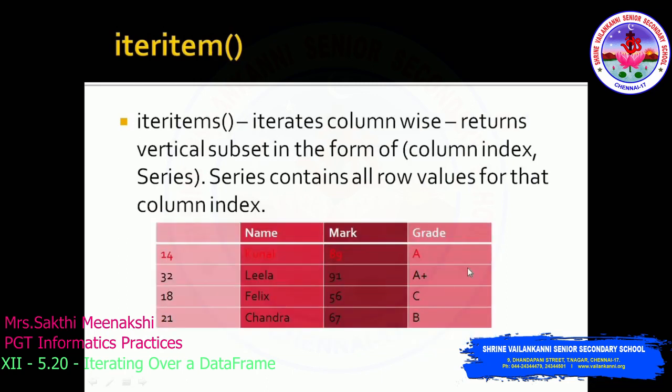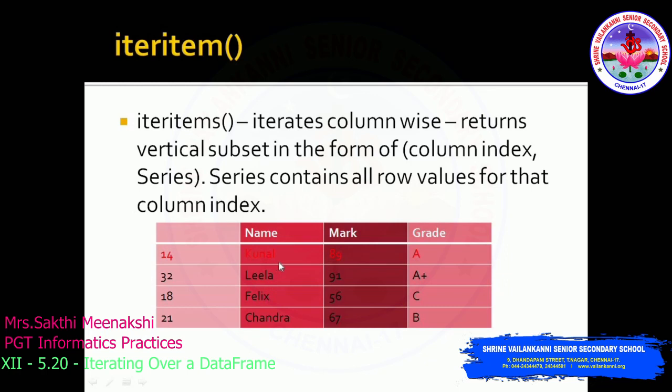Okay. So next we have iteritems. So this is the method. This iterates column wise, so you can see it here. It takes column wise values, all the column values. It also returns a vertical subset in the form of column index and series. So you can see it here, column index is the column name, that is one value it returns. The next one is a series. This series contains all row values. So you can see here, 14, 32, 18, 31, 18, 21. So all these row values will be written. Okay, so this is the iteritems.